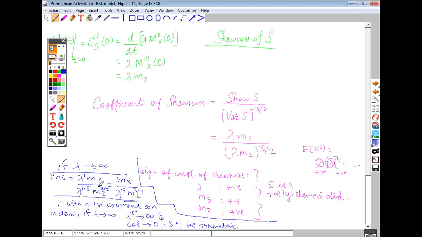And 0.5 is a positive number, right? So I'll have infinity raised to 0.5. So it will tend to infinity as my lambda goes to infinity. And I know that 1 upon infinity will tend to 0, which is why my coefficient of skewness will tend to 0. And I know that if my coefficient of skewness tends to 0, then my S will be symmetric, when lambda goes to infinity only.